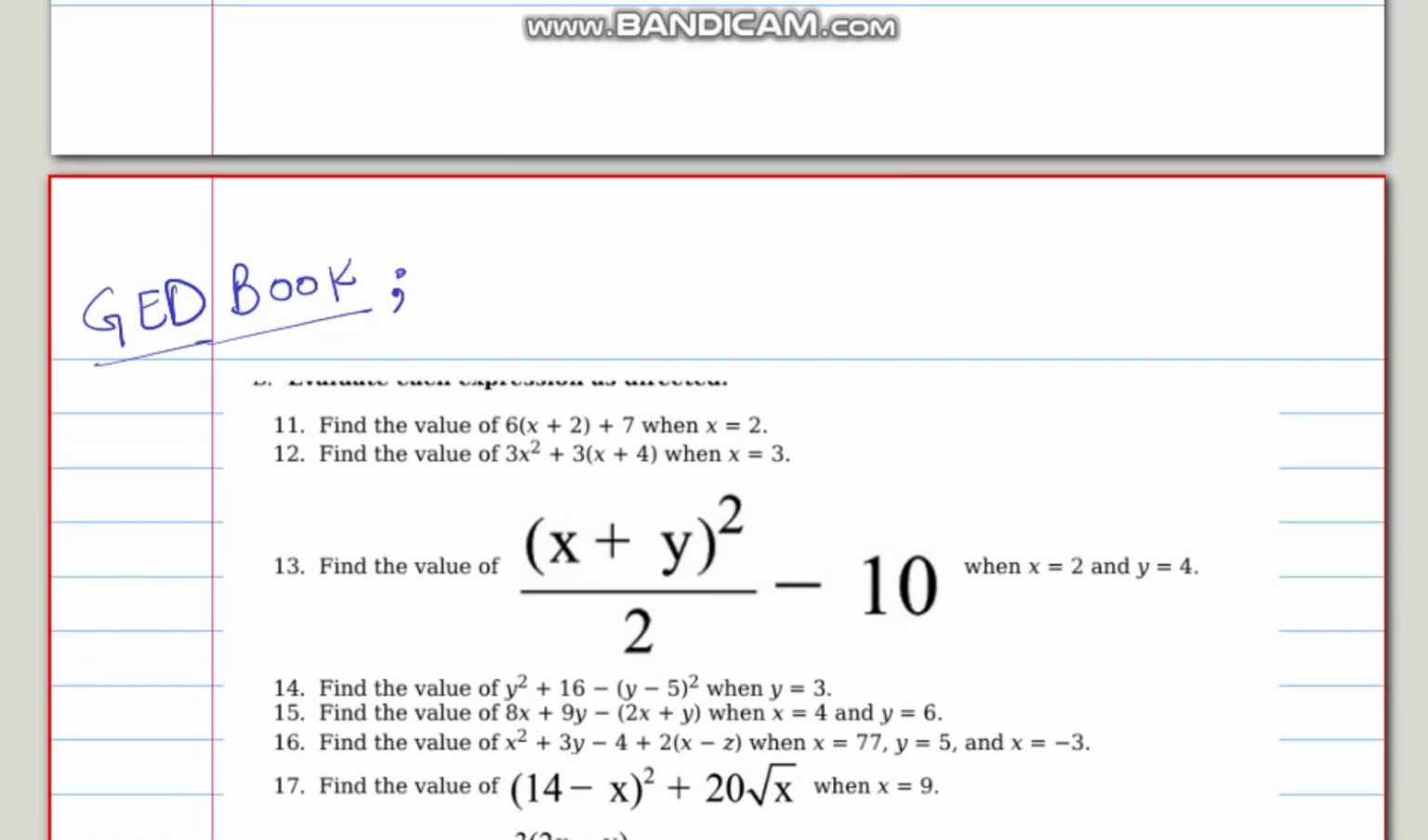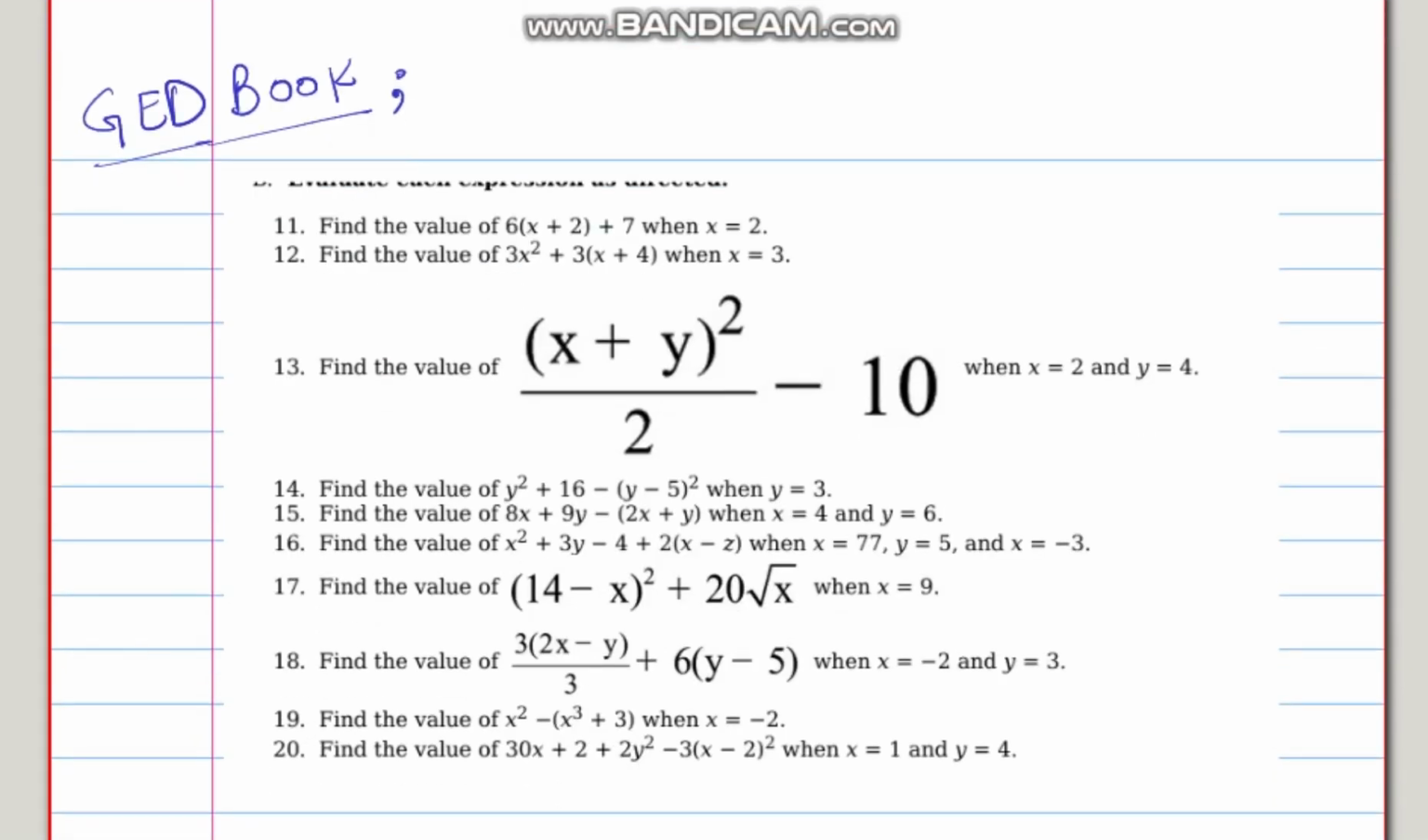Again, let us see another question: find the value of this polynomial which is given. Let me write the line here. We have the polynomial which is 3x square plus 3x plus 3 into x plus 4. Okay, the polynomial is like this.